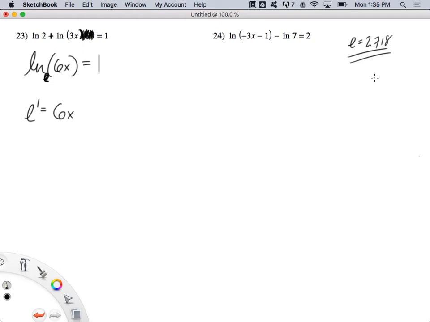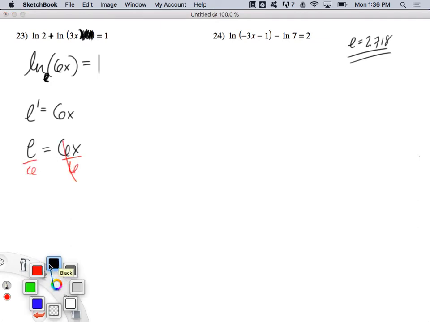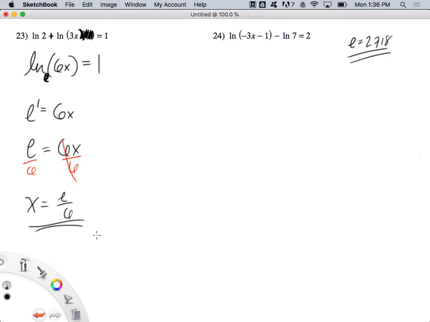So when I work with e, I just say, okay, e to the 1 is 6x. E to the 1 is just e. So e equals 6x. I divide by 6, and I can leave it just like that. x equals e over 6. I don't have to change that.